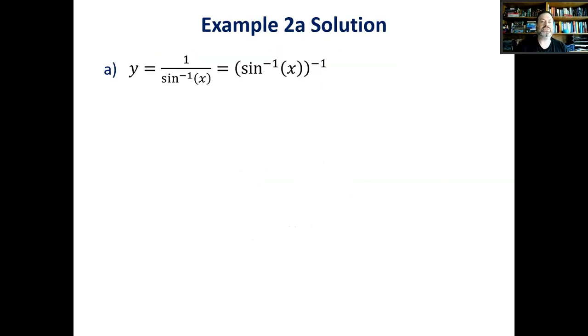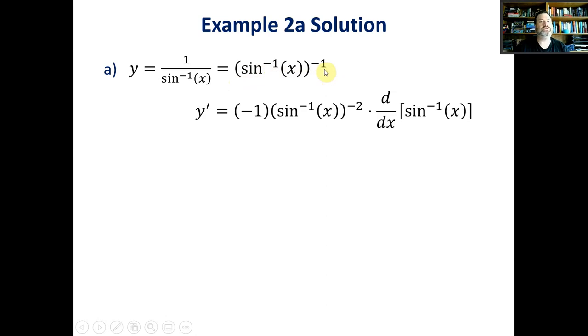All right, so the first one we have is y equals 1 over arcsine of x. So what you want to do is write that as, unless you want to use the quotient rule, which I don't recommend, arcsine of x to the -1 power. Now we can just use the power rule when we do the derivative, right?